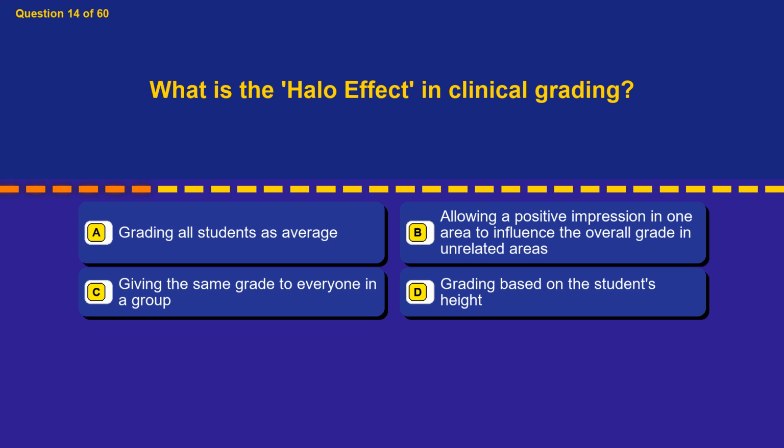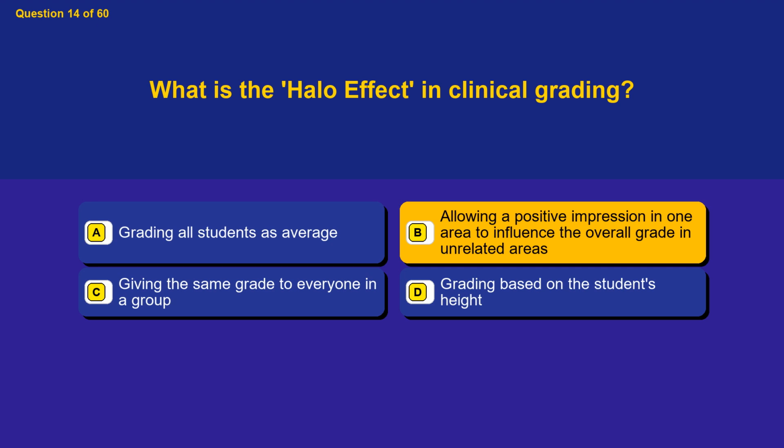Option A, grading all students as average. Option B, allowing a positive impression in one area to influence the overall grade in unrelated areas. Option C, giving the same grade to everyone in a group. Option D, a grading based on the student's height.